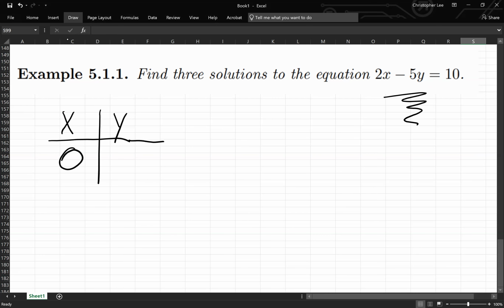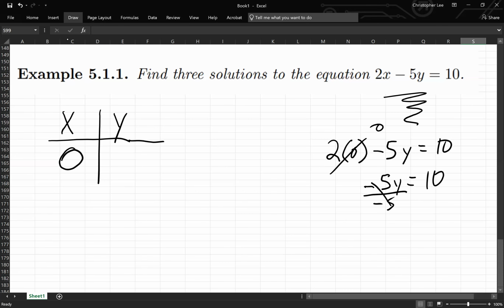If I plug in 0 for x, this becomes 2 times 0 minus 5y equals 10. You already know this is 0, so this is -5y equals 10. Divide by -5, divide by -5, y is equal to what?